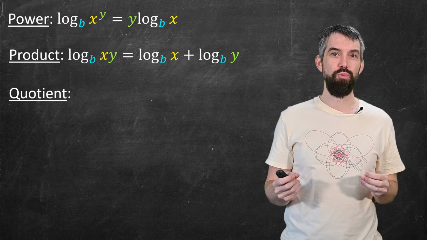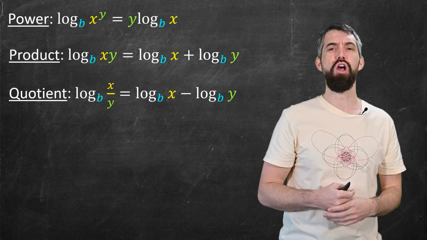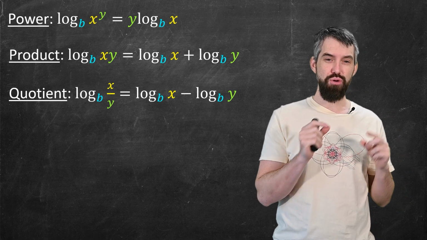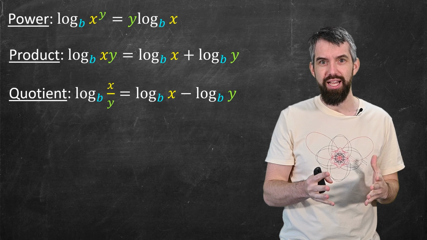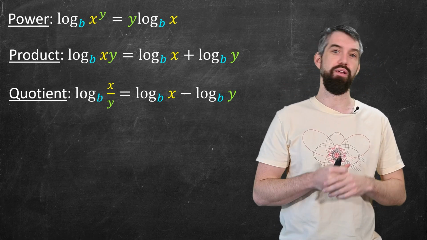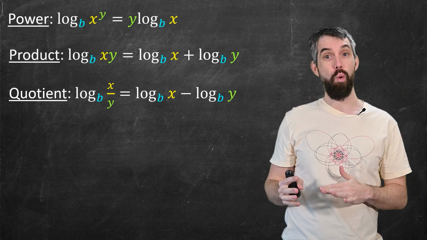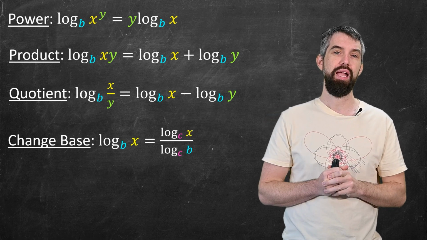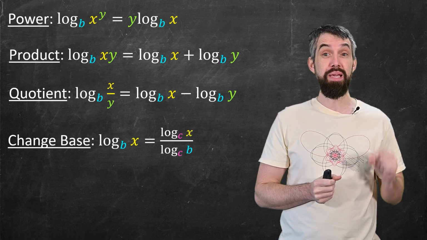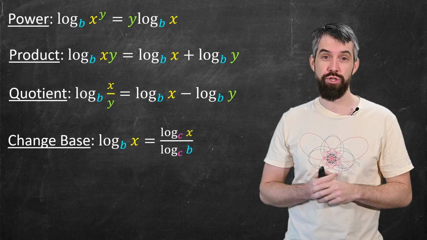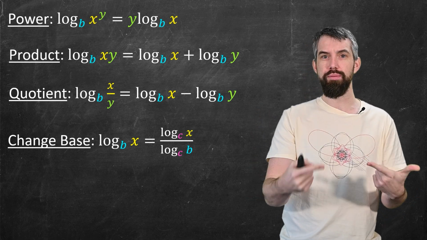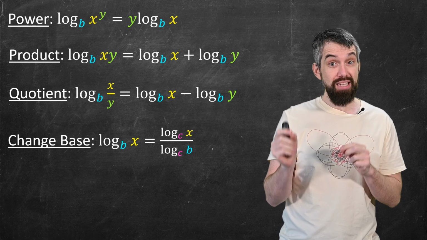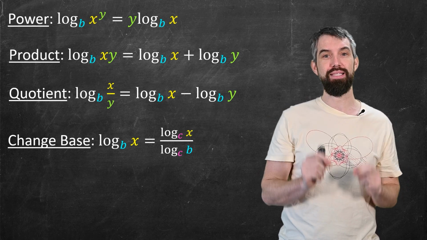There's a quotient rule. I'll let you prove it. You can do it down in the comments if you like. It's almost exactly the same as the product one, but it says if instead you have the logarithm of a quotient, it's now the difference of the two logarithms. Logarithm of x minus logarithm of y. And then the final one is the change of base formula. And it says if you have a logarithm base b of x, well, you get this quotient. You can change it into logarithms no longer base b, but something else. How about base c? Logarithm base c of x, divided by logarithm base c of b.